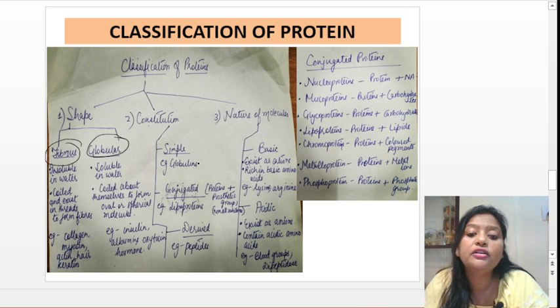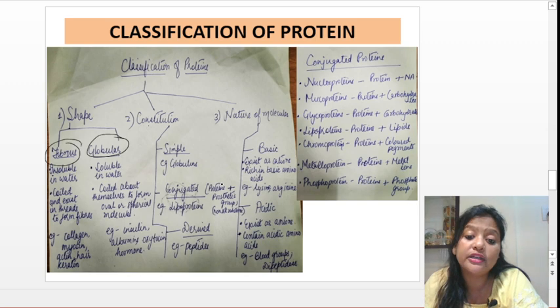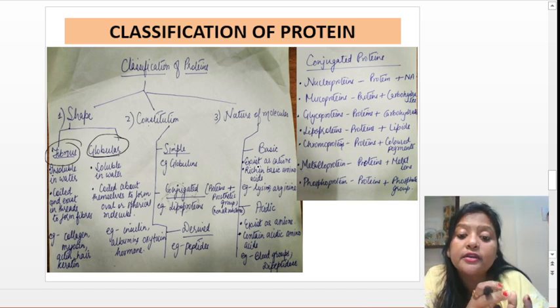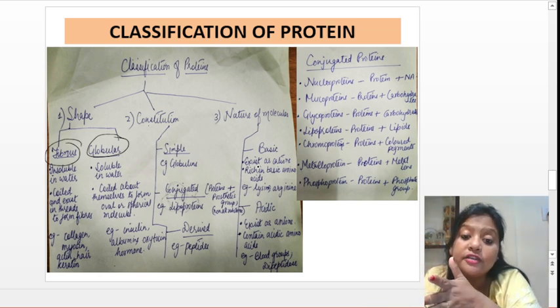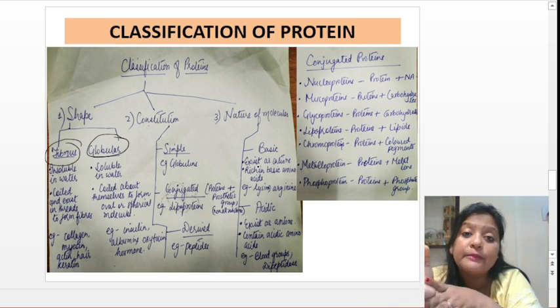Okay. Next, coming to the constitution. Based on the constitution, again there are three types: simple, conjugated, and derived. In simple proteins, what is the example? Globulins are an example. They are simple proteins. Okay, simple shape. What are conjugated? Conjugated means when the protein group is attached with a prosthetic group, or you can say a non-amino acid substance. When a protein group is attached with a non-amino acid substance or a prosthetic group, then they form the conjugated proteins. Example is lipoproteins.